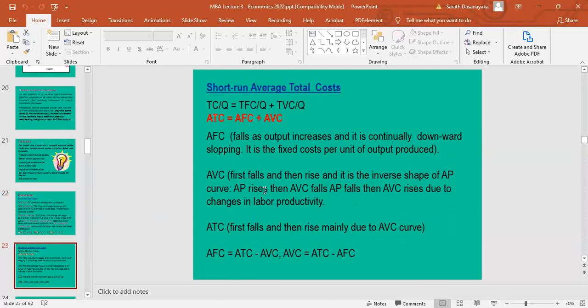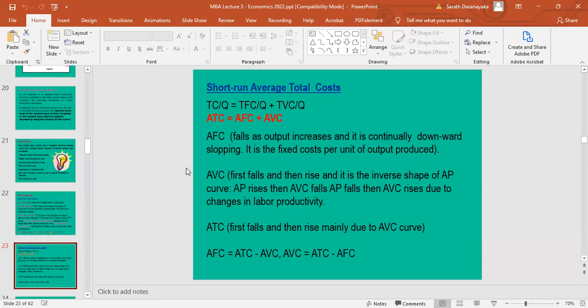As a manager, you have to see these curves very carefully. These curves we are deriving out of your factory flow. You are putting machines, labor, raw material together, and you are producing something. But we economists analyze how this is going to work with respect to the time period, with your inputs and output. Then you can see average fixed cost falls as output increases, and it is continually downward sloping. It is the fixed cost per unit of output produced.